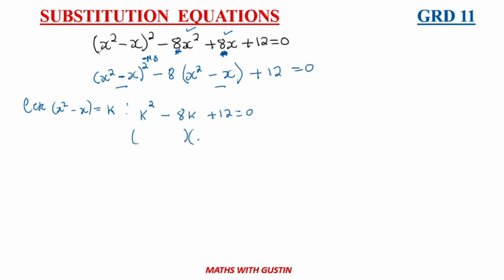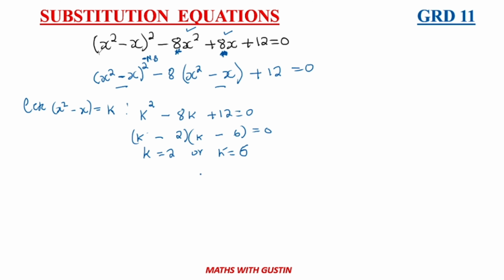Therefore, this is a trinomial. We need to factorize here. So we are going to have k there, and another k there. Then two numbers that multiply together to give us 12 are 2 and 6. It needs to be negative, negative, because our middle term is negative 8. Therefore, k is going to be equal to 2, or k is going to be equal to 6.